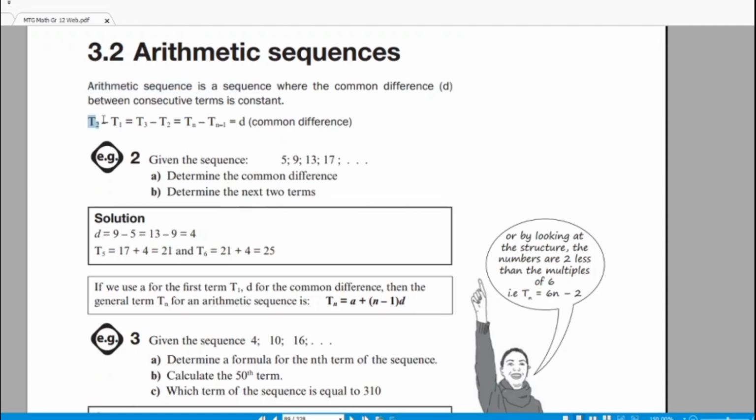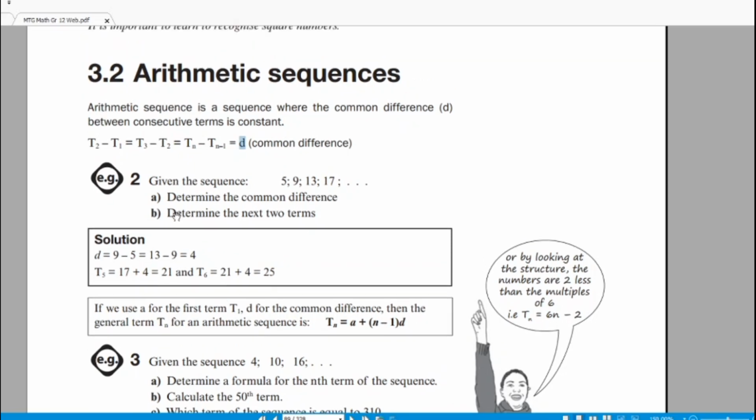So what I'm trying to say is that the difference is common. If you take term number 2 minus term number 1, that should be the same when you take term number 3 minus term number 2, and it should be the same when you take term number n minus term number n minus 1, which is equal to d, alright, because it's a common difference.